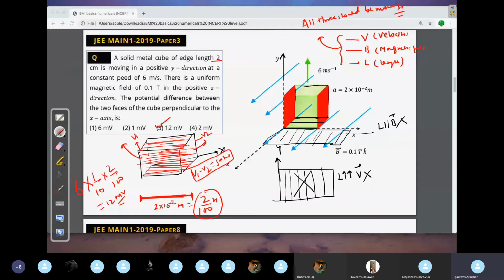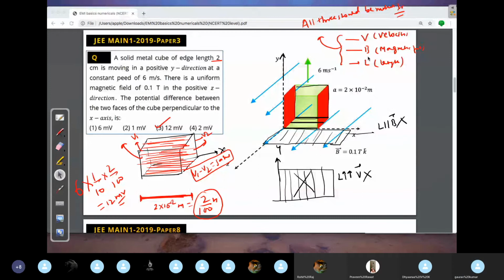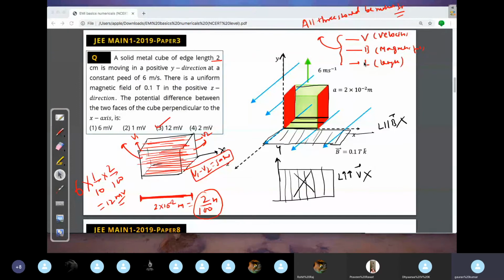Such a beautiful question. It clears the concept of motional EMF so nicely. If you want, you can take a screenshot here. Always remember that only over such lengths you will get EMF induced where this condition is satisfied. What is the condition here? Your V, that is the velocity of the rod, the magnetic field, and the length of the rod, all three are mutually perpendicular. Only over such lengths your EMF will get induced.